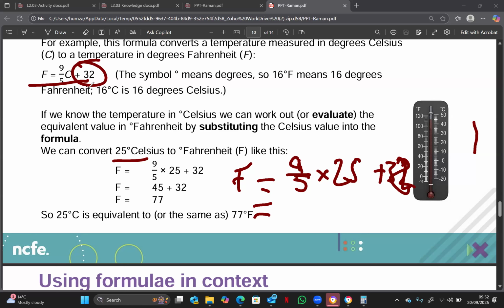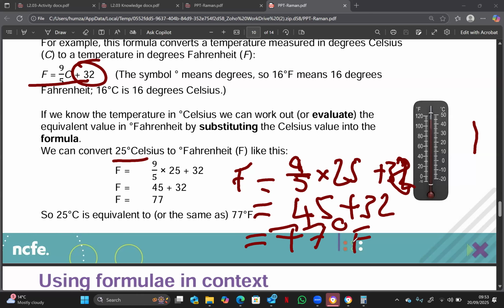Okay. So then if we do that in the calculator, 9 over 5 multiplied by 25 is 45, okay? Add 32. So 45 plus 32 is 77 degrees. Is that okay for you? Yeah, that's how we work it out.